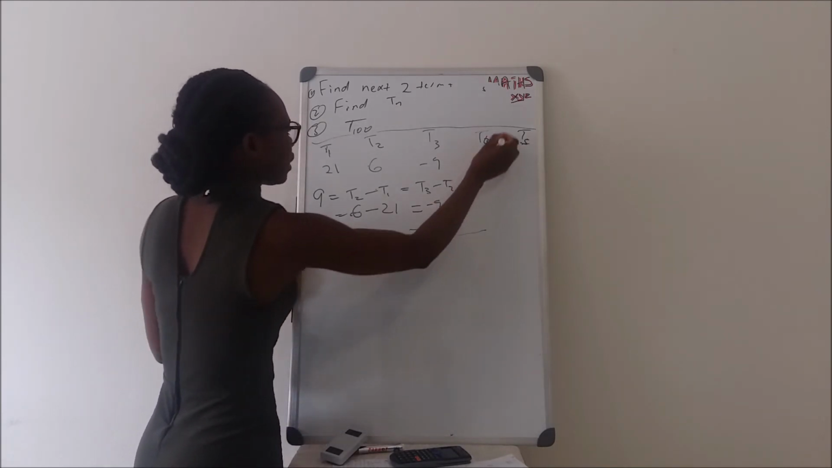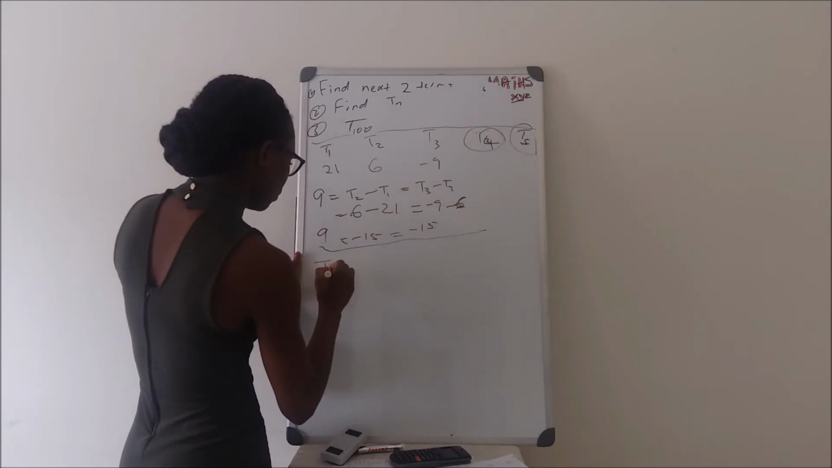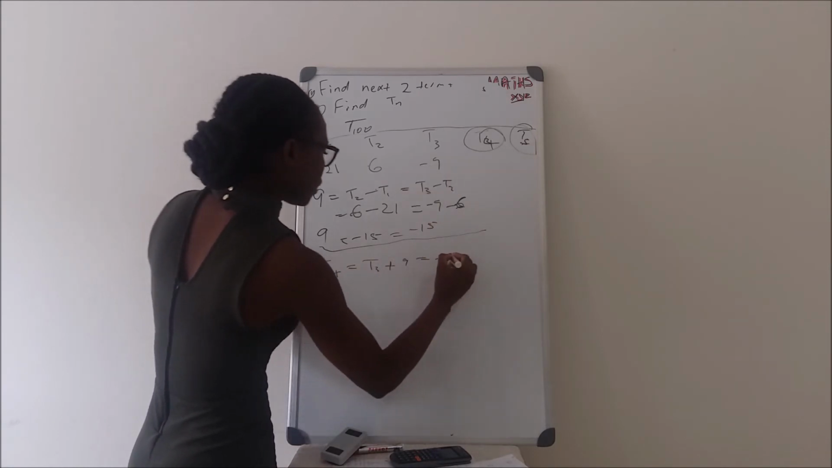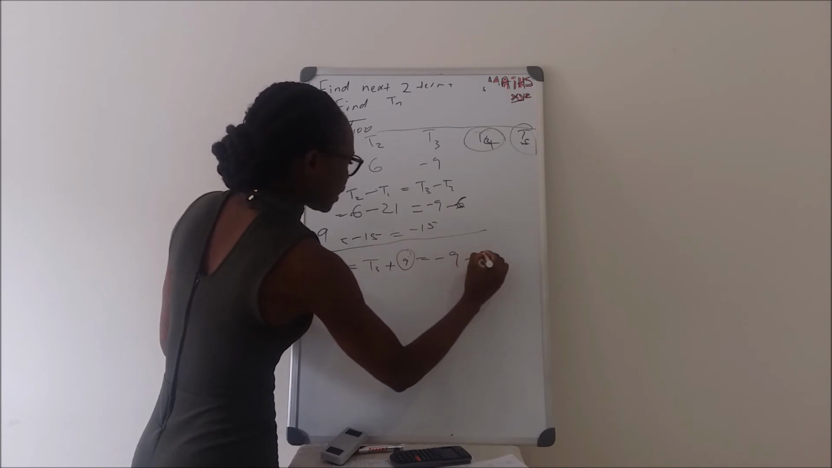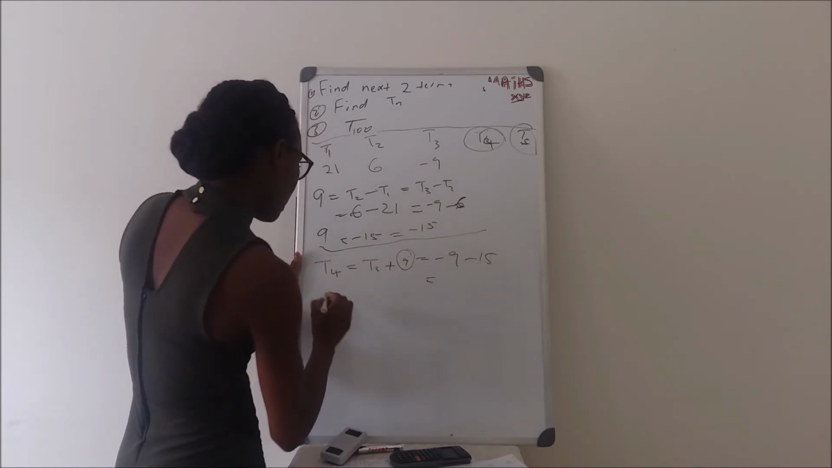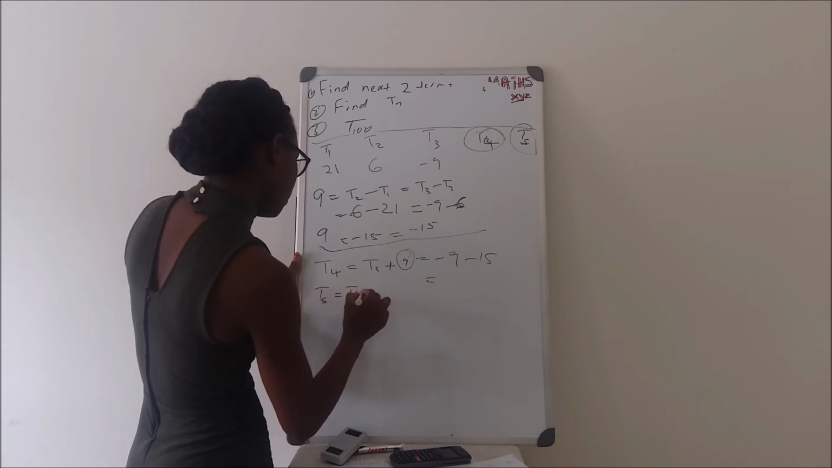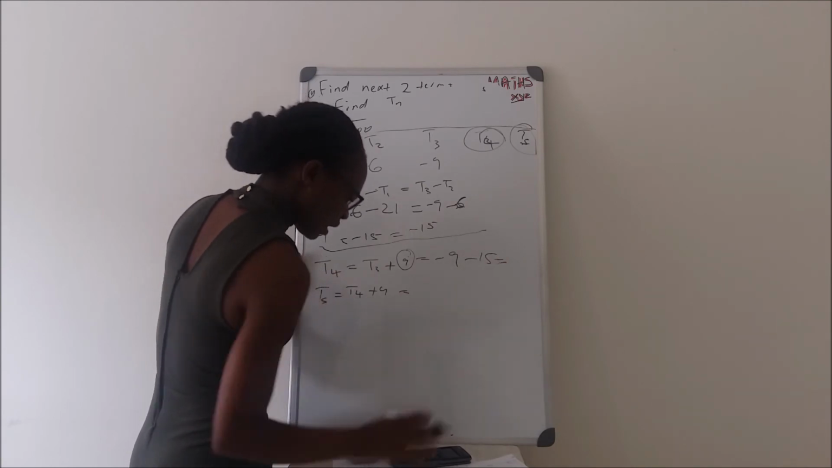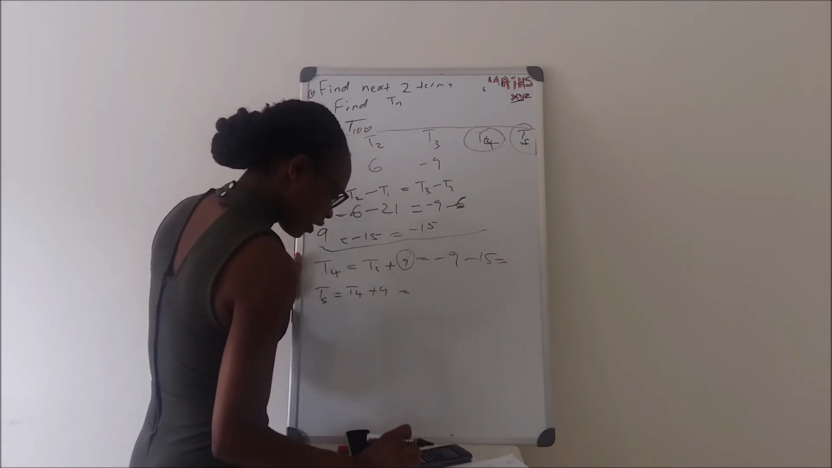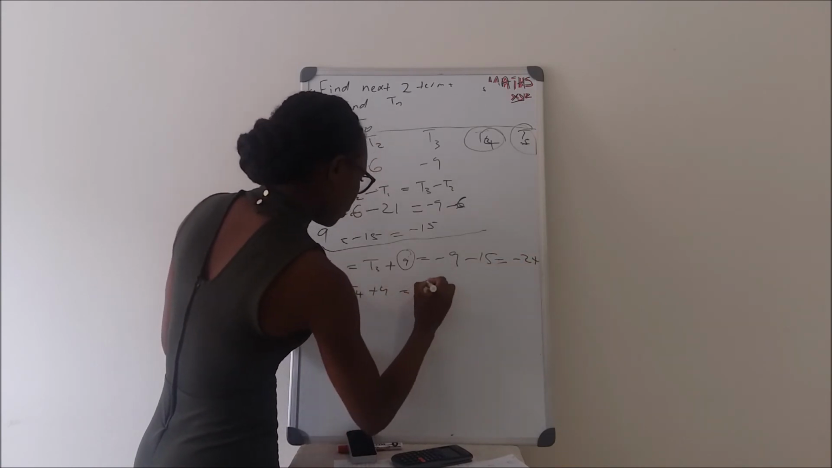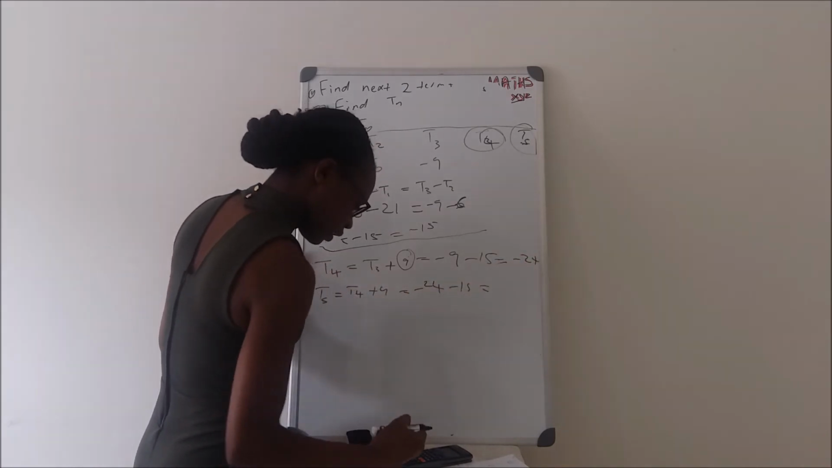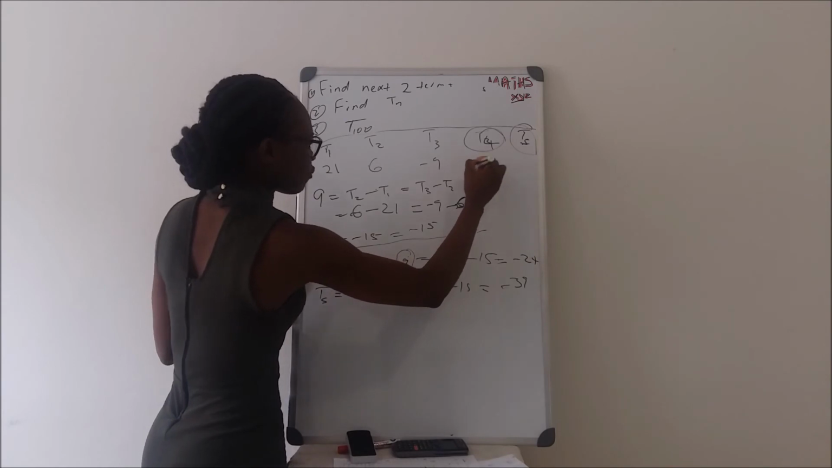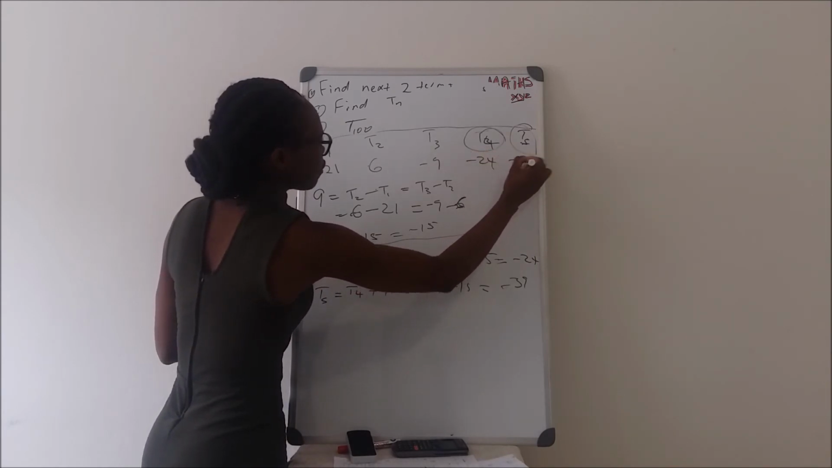From here, to find the next terms T4 and T5, we use T4 is equal to T3 plus A. Now T4 is equal to negative 9 plus A, of which A is negative 15. And to find T5, it's equal to T4 plus A, so negative 24 minus 15 is equal to negative 39. So our T4 is negative 24, our T5 is negative 39.